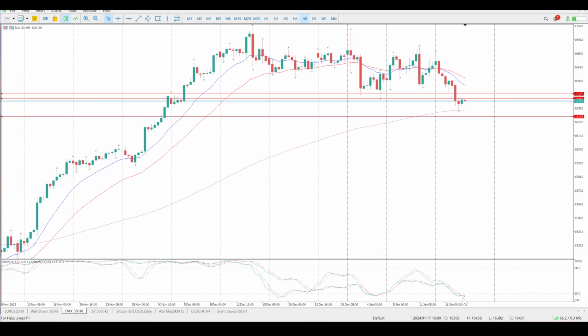Look at our oscillators, they're grouped to the downside. We are above the 150 at the moment, so that is an indication that we are still in an uptrend.